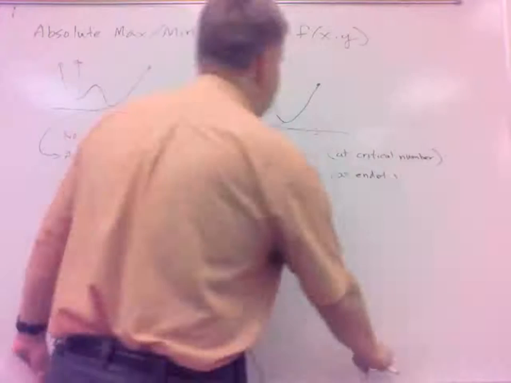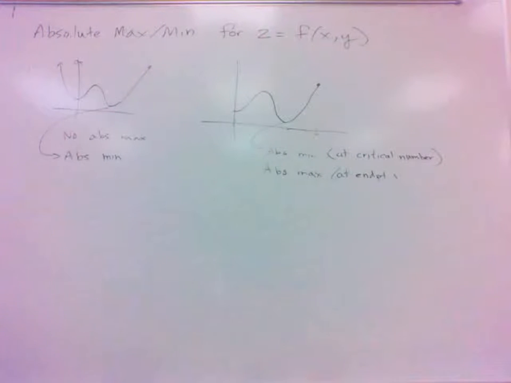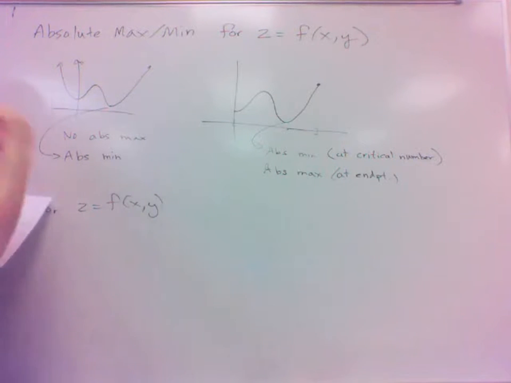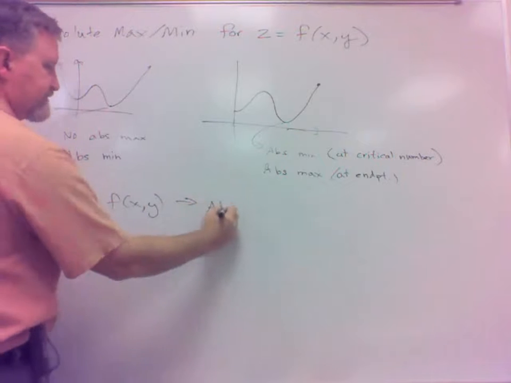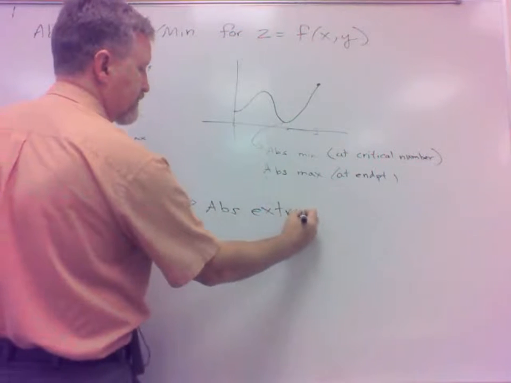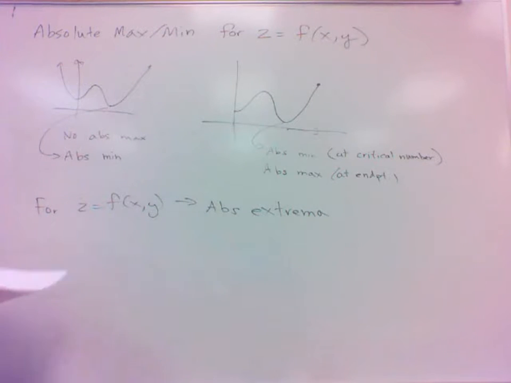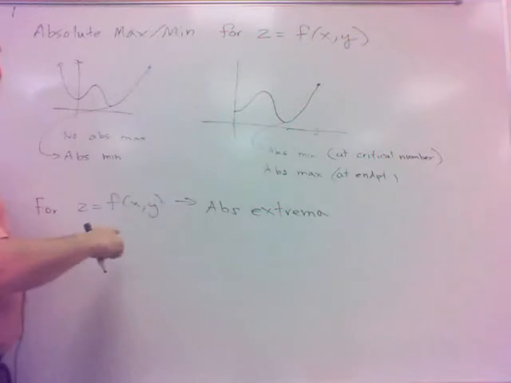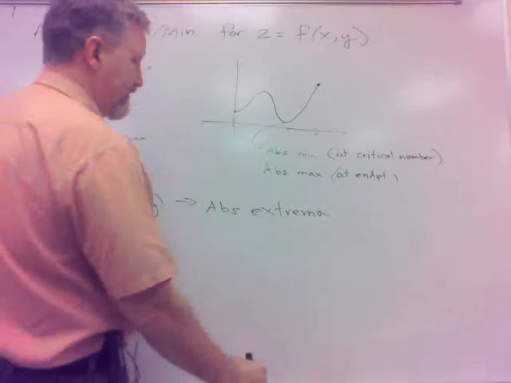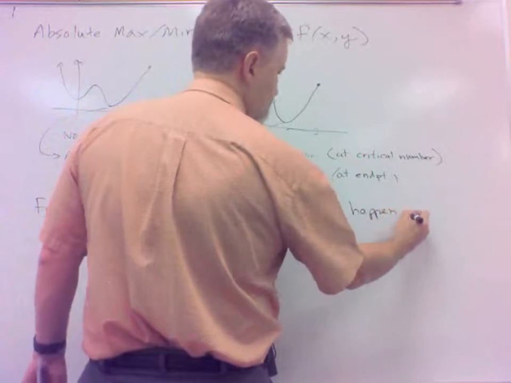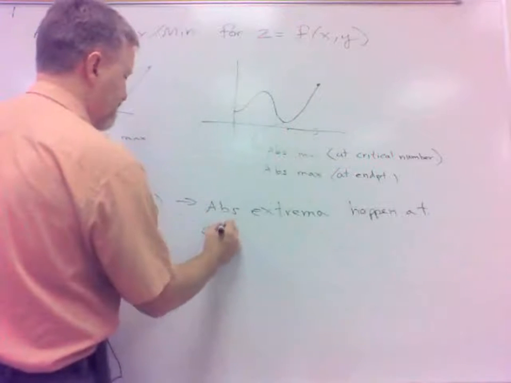Well, the same is true when we go to three dimensions. For z equals f of x, y, absolute extremes, extrema, can either happen at a critical point. We call them critical points because you've got an x and a y there.